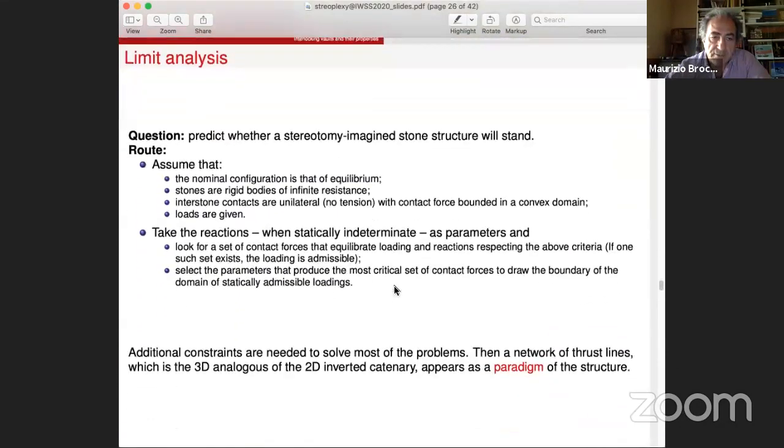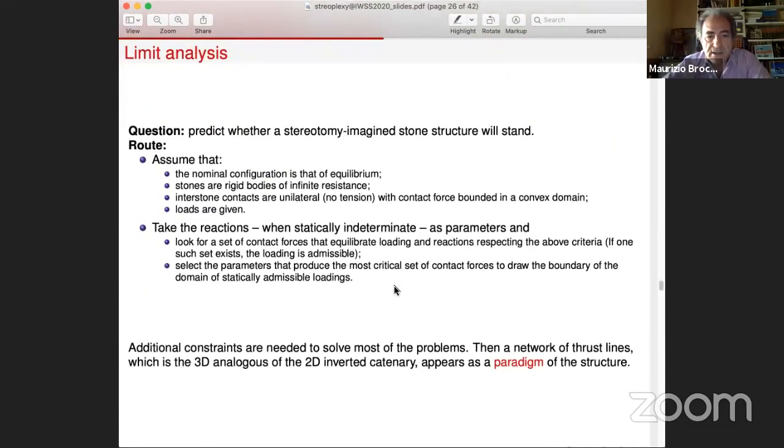And so if we do some limit analysis on those structures, you resume here what you do. You assume, of course, you know the equilibrium configuration. Stones are rigid bodies and are of infinite resistance. Joints are unilateral, and the forces that are transmitted through them are contained in some bounded convex domain. The load is given, and then you work on the reactions that become the parameters, so as to find a set of equilibrium forces, internal forces that withstand the external load.